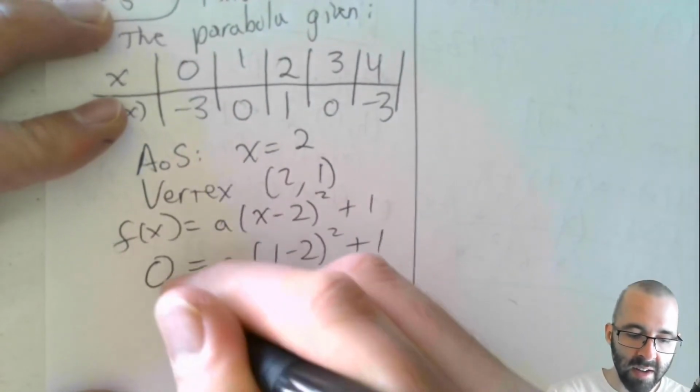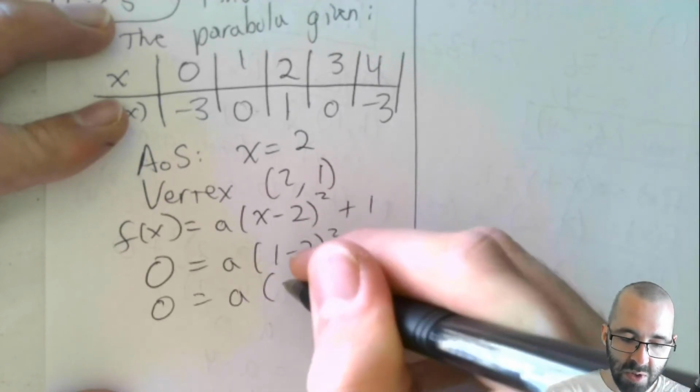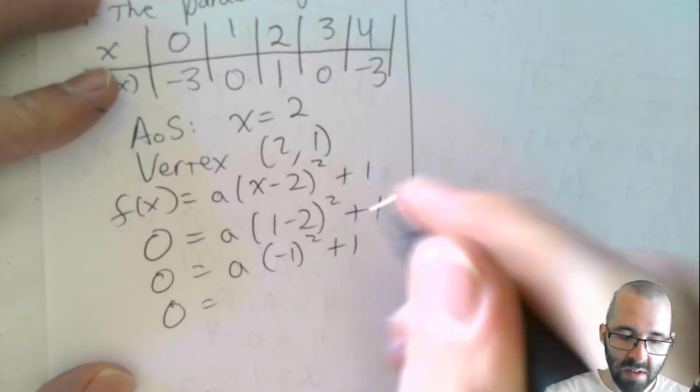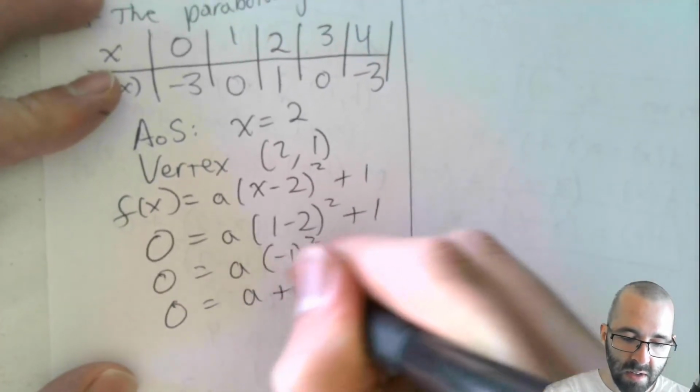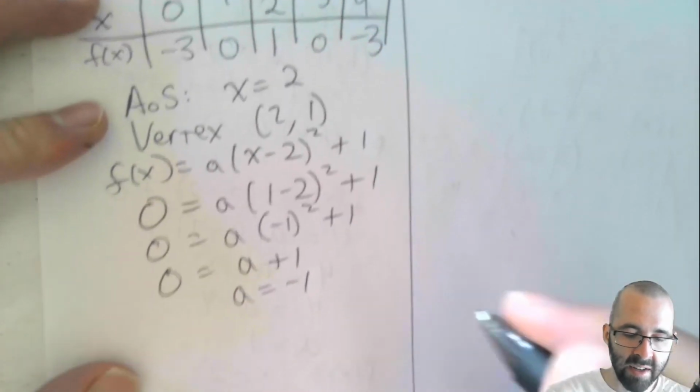And just solve for a. It's going to be a times 1 minus 2, which is -1, squared. Square -1, you get +1. Okay, so again, subtract 1 from both sides. a is going to be -1.